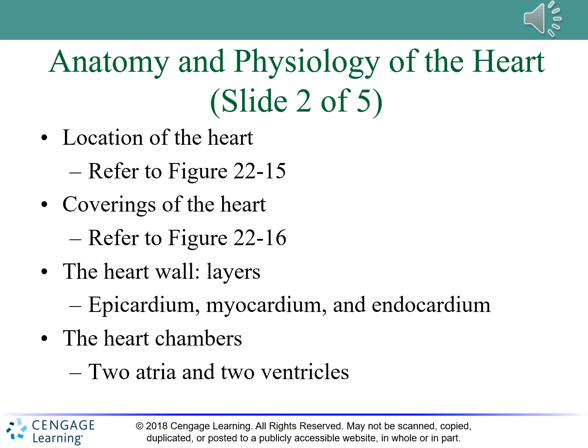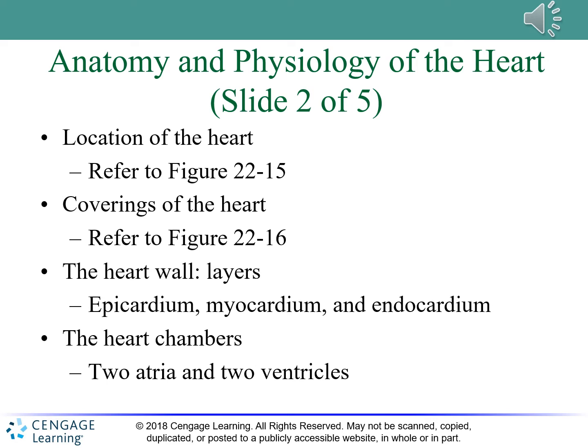All right, the heart chambers. The heart has four chambers. There are two atria, which are the upper chambers of the heart that receive blood from the superior vena cava and inferior vena cava veins and the coronary sinus. And then the two ventricles, which are the lower chambers of the heart that receive blood from the atria. So the atria are the upper chambers and the ventricles are the lower chambers.